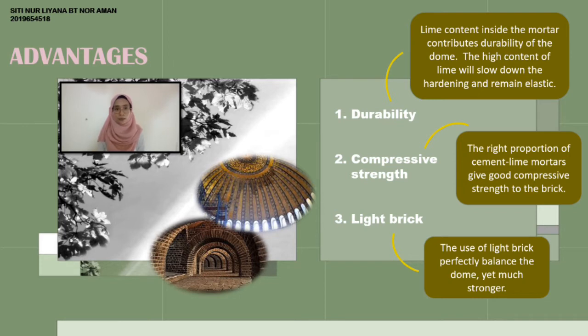Furthermore, the right proportion of the lime cement mortar gives good compressive strength to the brick. And lastly, the use of light brick supports the stability of the dome, yet makes it much stronger. This is because if the dome needs to carry more weight, then it will easily collapse.